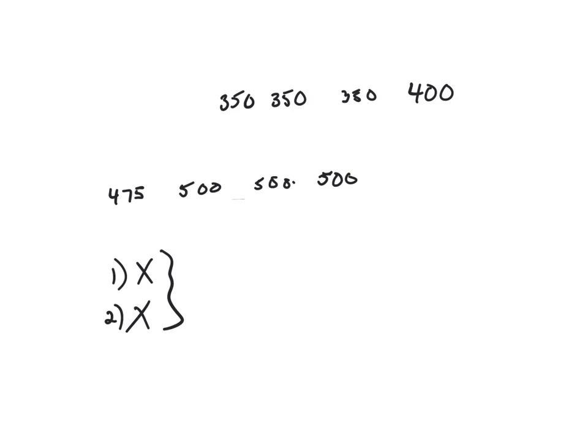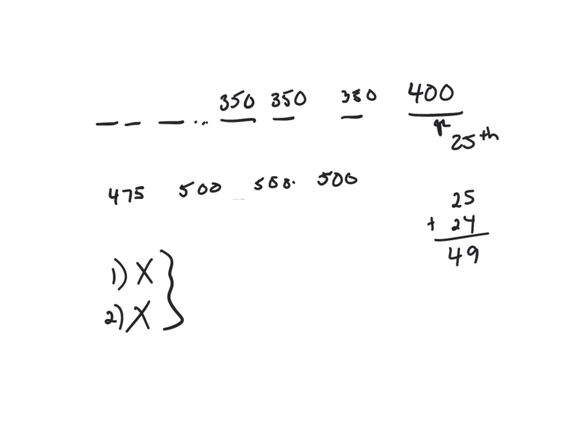So I've got 25 books, whatever, 25 books. This would be the 25th one. And then on the bottom, I've got 24 books. Okay, 24 books. So 25 plus 24 is 49. So the 25th book would be the median because I've got an odd number.